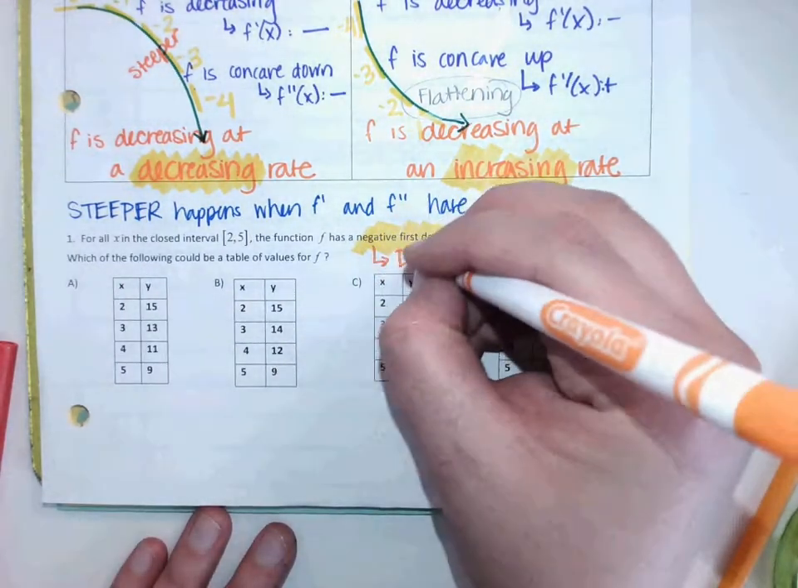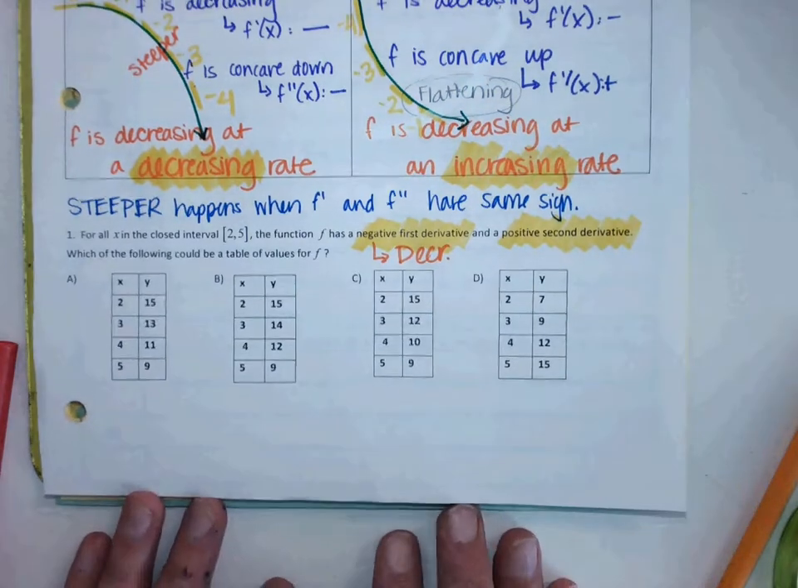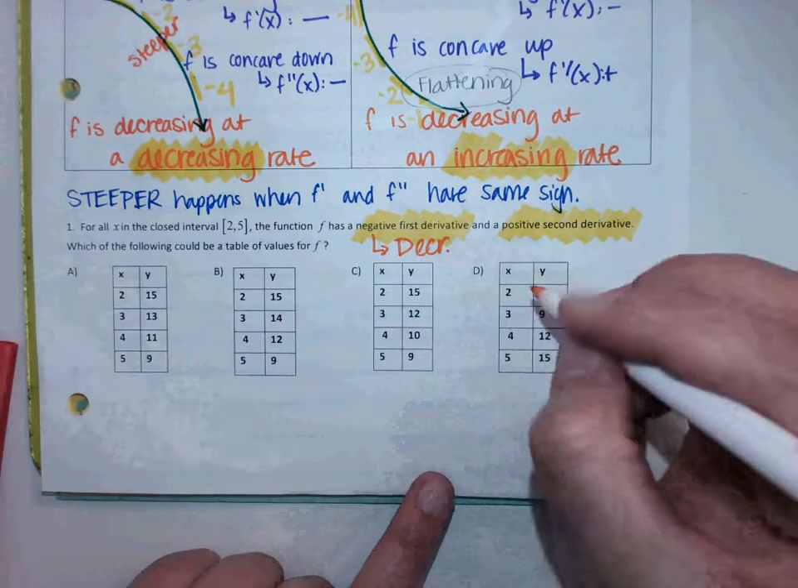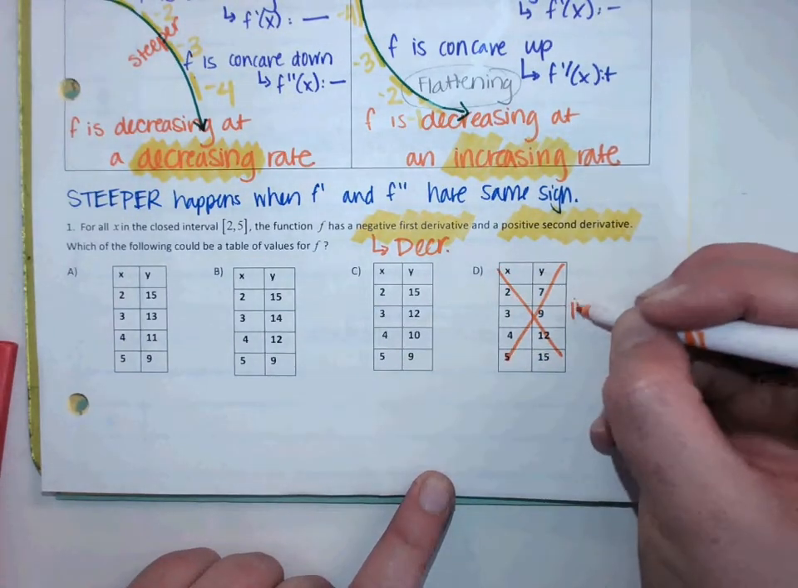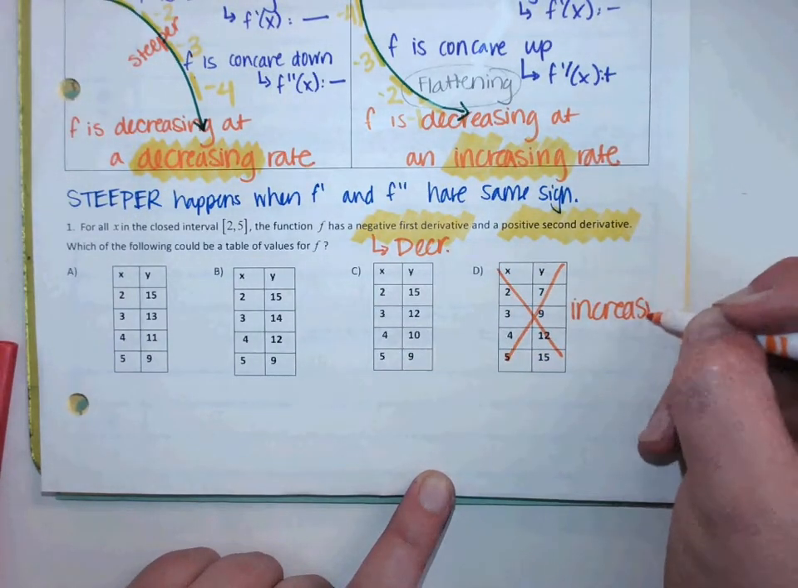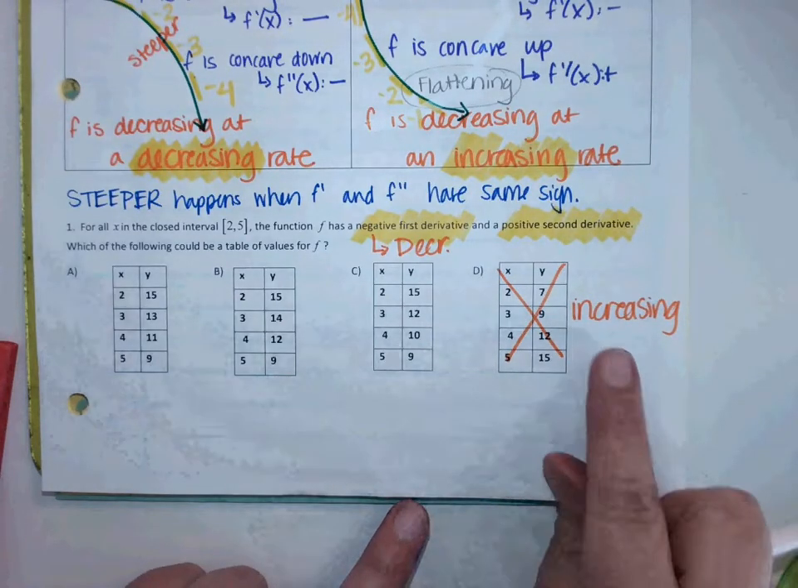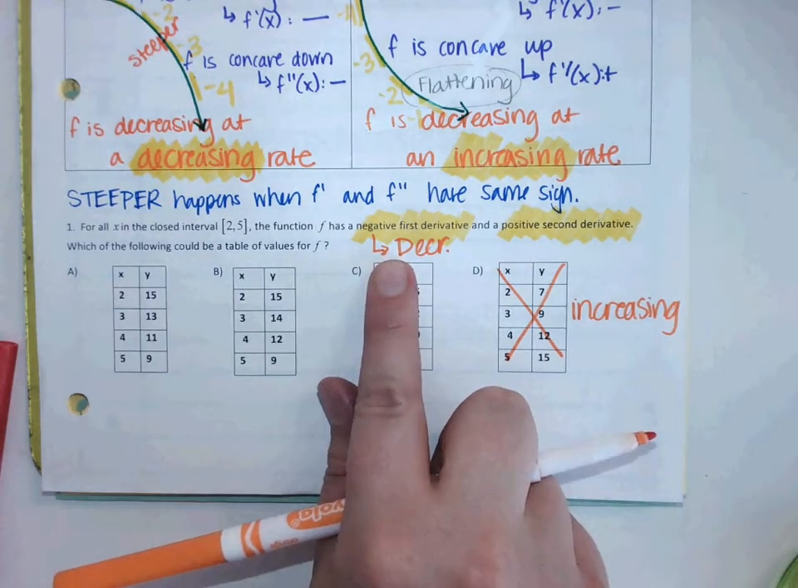Decreasing, perfect. Okay, so look at your graphs, everybody. Cross out one of them that is not decreasing, which means it's not a match. Which graph is not decreasing? D. That graph is increasing because my values go 7, 9, 12, 15. That's increasing. I want decreasing, so it's not going to work.